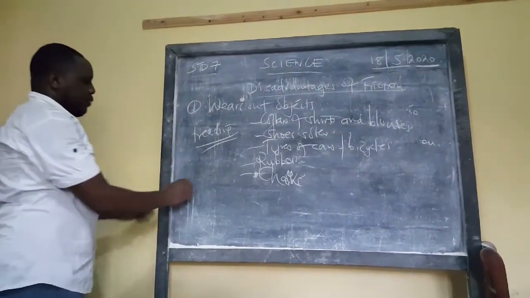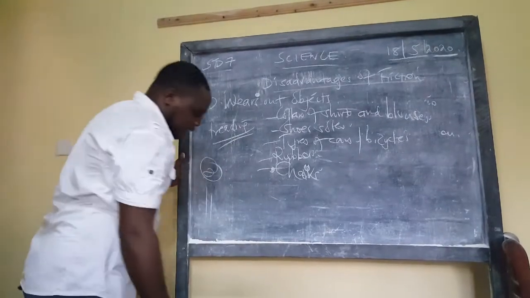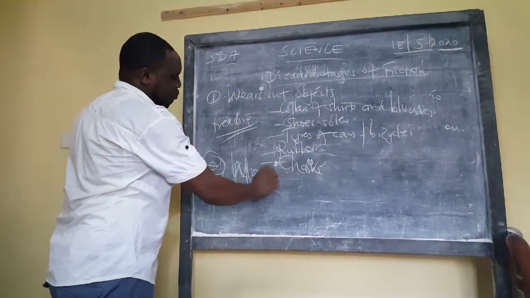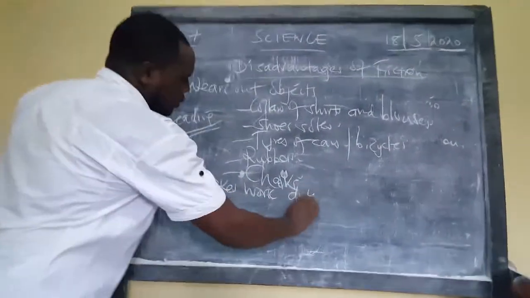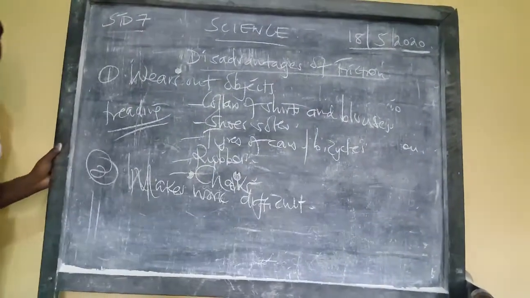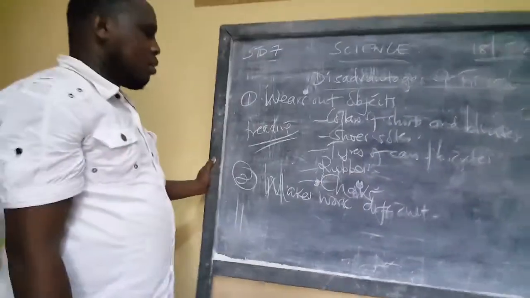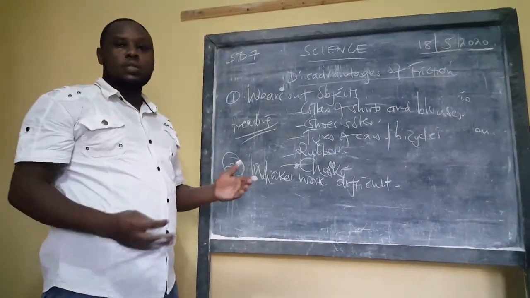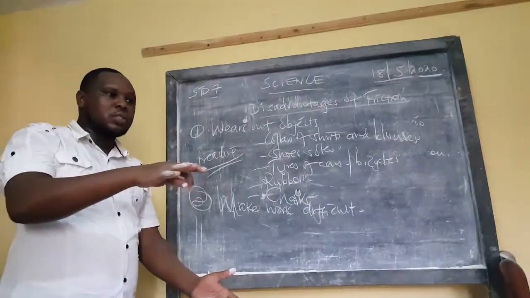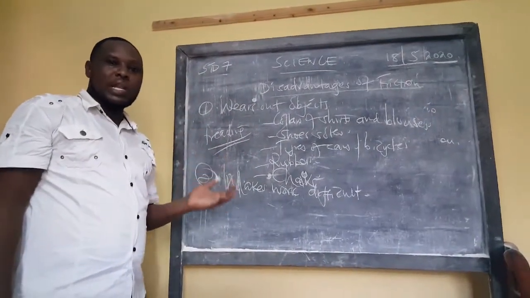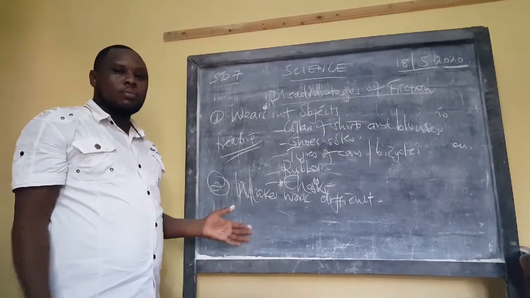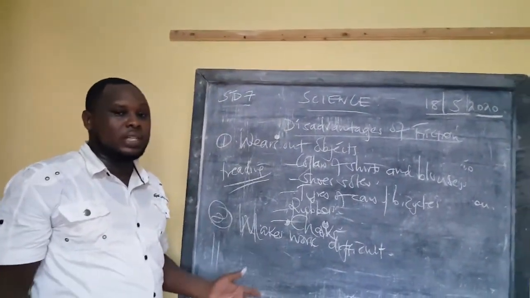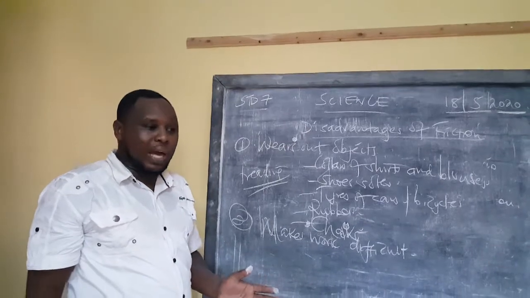Number two disadvantage of friction, of course, is it makes work difficult. It makes work difficult. I want you to take, for example, Anna, baby in your home. You have a carton of books. I know you have used a lot of books since class one. You have a pile of books there. And then when you place them in a carton and you want to pull them, you have just to push them and take them somewhere because you regard them as waste. Lana, that's not a waste. So you want to take them somewhere.